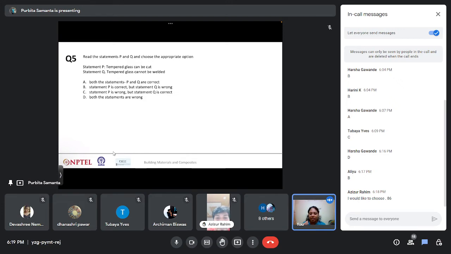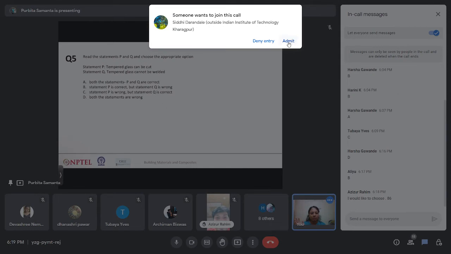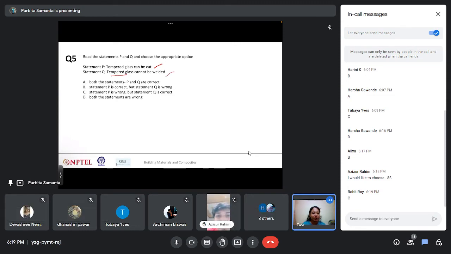So what does the question say? It says read the statements P and Q. The first statement says tempered glass can be cut, and the other statement says tempered glass cannot be welded. So you have to choose. Azizur, yes, absolutely correct. I understand you're answering about the last question. Very good. Rohit has answered that statement P is wrong, but statement Q is correct. Any more answers from anybody else?